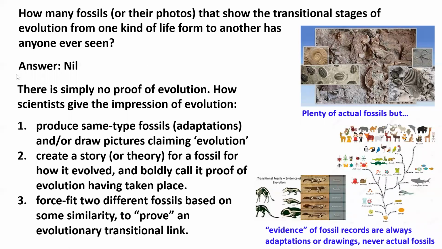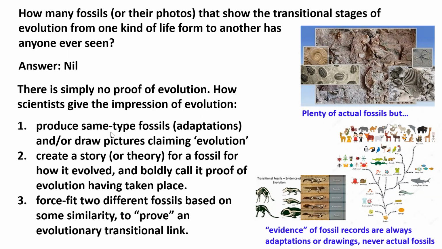So how many fossils, or photos of actual fossils, show the transitional stages of evolution from one kind of life form to another? Has anybody ever seen them? Who has seen in-between fossils? The answer is none. There's actually no proof of evolution. How do scientists give the impression that evolution actually takes place?